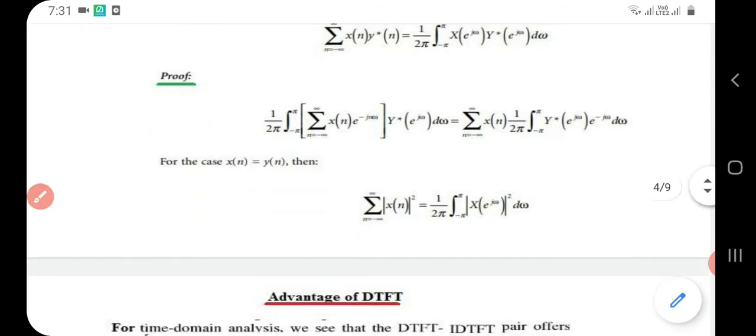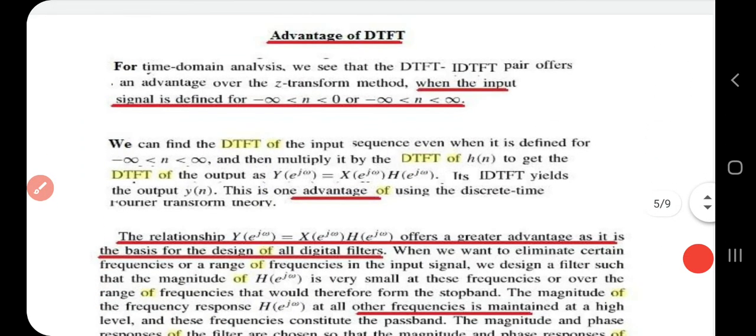Okay. So next is the advantage of DTFT. I have already told in the last class that it is mainly used for the design of filters, which we will learn in later sessions. Here the advantage is that suppose our input signal is defined in the interval from n tending from minus infinity to 0, or from minus infinity to plus infinity. In such cases we can apply the DTFT theorem for analyzing the signals in the time domain.